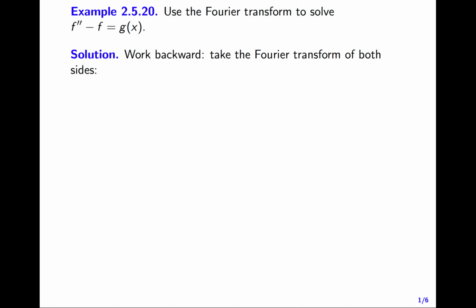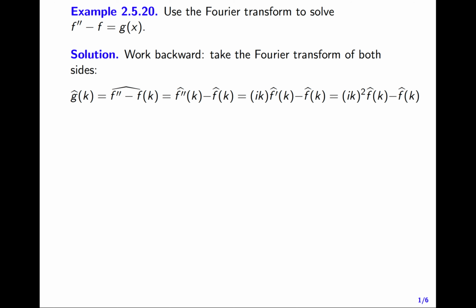That is, we assume we have a solution, and we want to use the transform to find a formula for that solution. So we have g hat of k is f double prime minus f whole thing hat of k. Linearity of the Fourier transform says that is f double prime hat of k minus f hat of k. And then we use our favorite Fourier property for the derivative. This is ik f prime hat of k minus f hat of k.